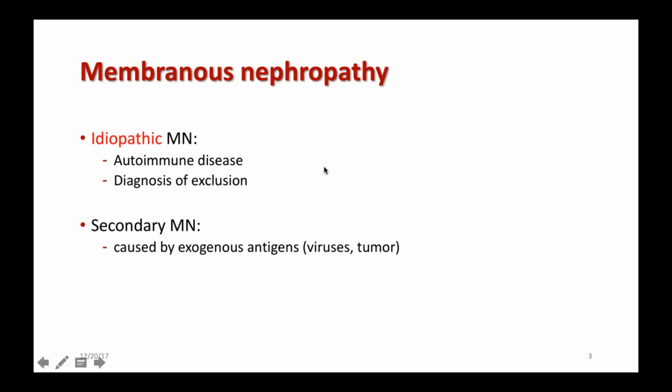Now, traditionally, we have divided membranous nephropathy into idiopathic membranous nephropathy, which is an autoimmune disease and is a diagnosis of exclusion once we have excluded all the secondary causes of membranous nephropathy, where the antigen is actually exogenous. These antigens could be either viruses like hepatitis B, C, or tumors in the case of cancer-associated membranous nephropathy. But the concept of idiopathic membranous nephropathy is also changing, as we'll see in a moment.